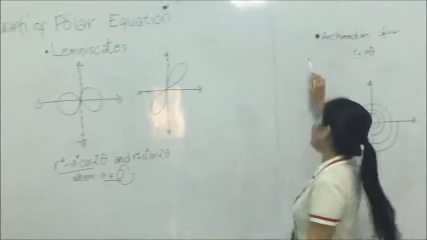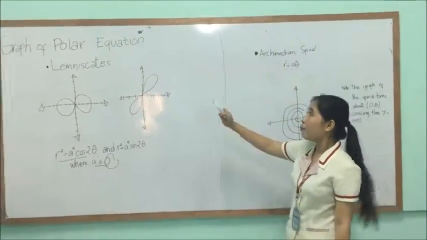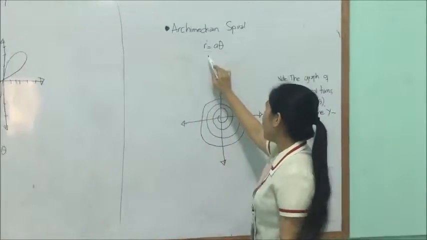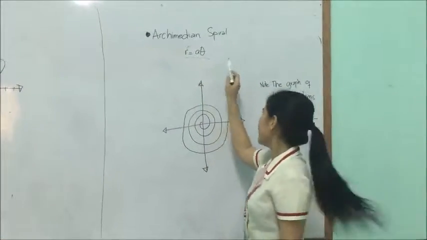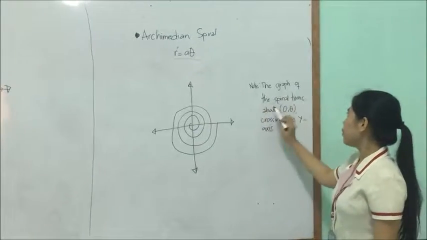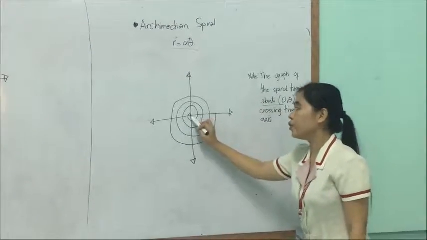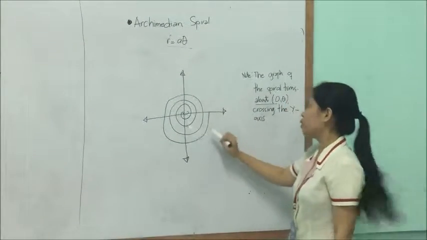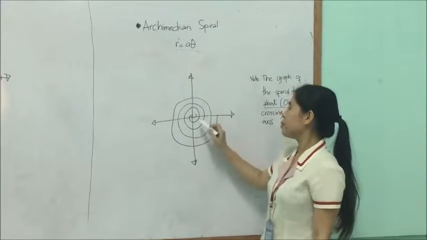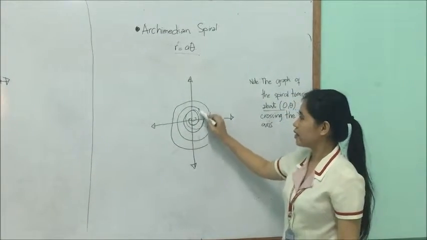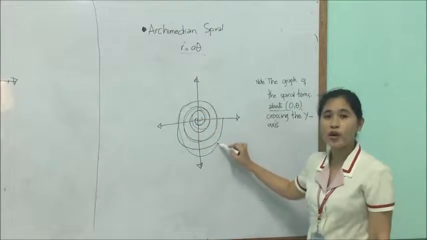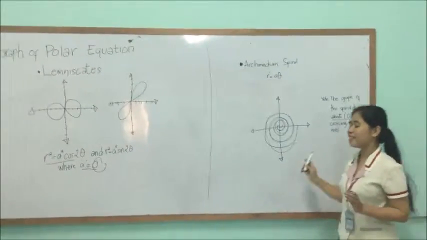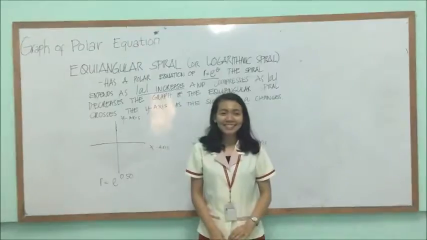So let's proceed to another type of polar equation, the Archimedean spiral, where r is equal to a theta. Note that the graph of the spiral turns at 0 and theta crossing the y-axis. So this is called Archimedean spiral, just like this. And it is named after the mathematician Archimedes. So I hope you understand that. That's all for today. Thank you.